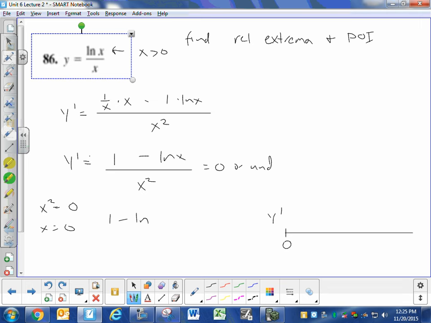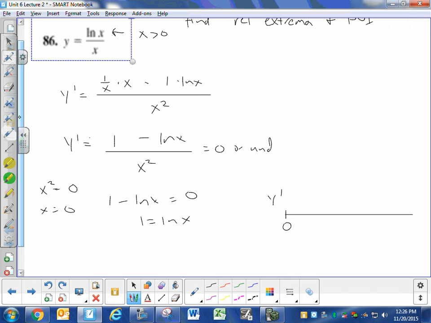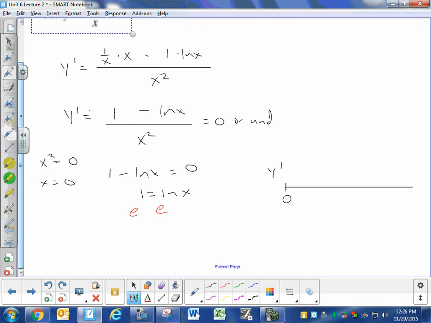Numerator is 1 minus log x. I will set that equal to 0. I can add log x to both sides. Now, how do I solve for log x in this situation? How do I get x by itself when it's inside of log? Yeah, you're not going to multiply both sides by e. You're just going to take both sides to the power of e. So you go e to the power and e to the power. E to the log x will just be x. And then on the left side, e to the first is just e. So that is my first critical point for y prime when x is e.